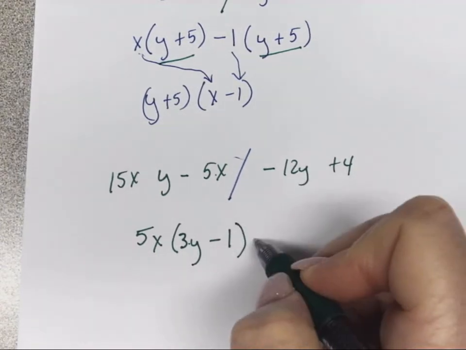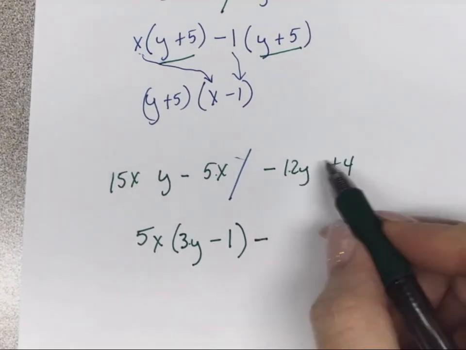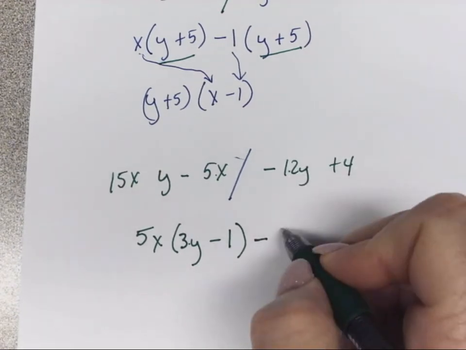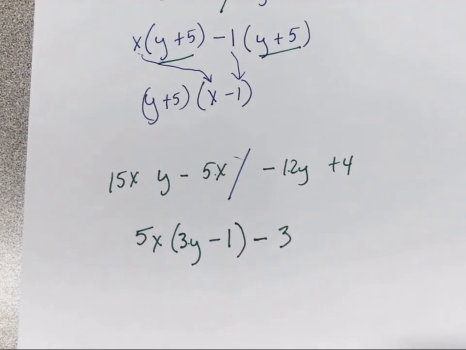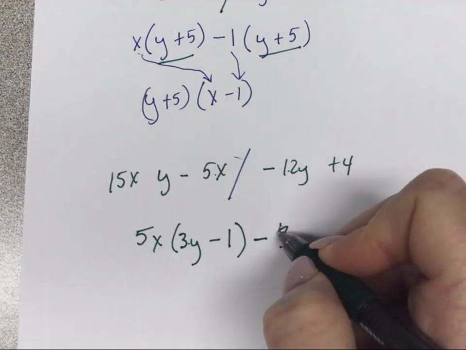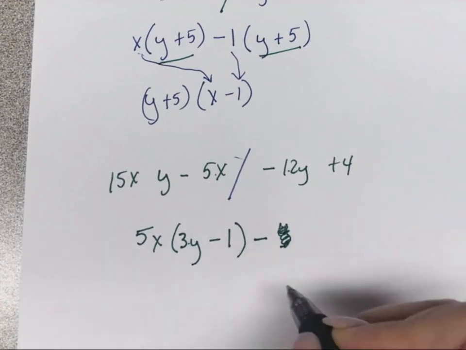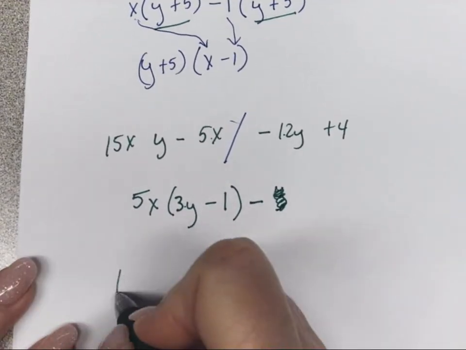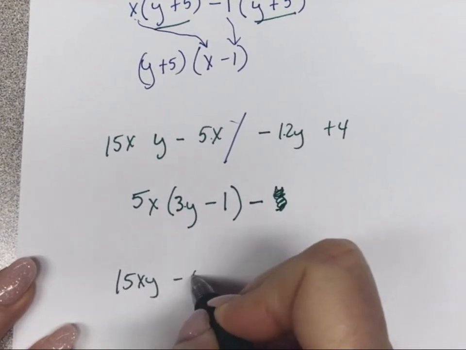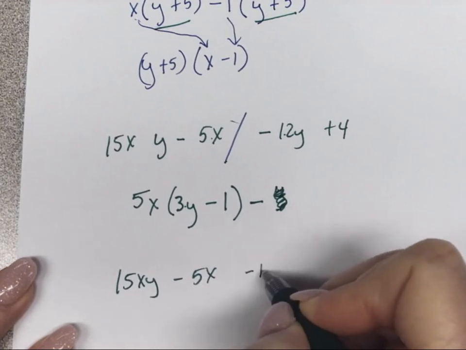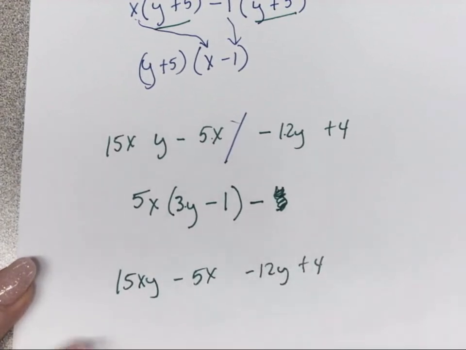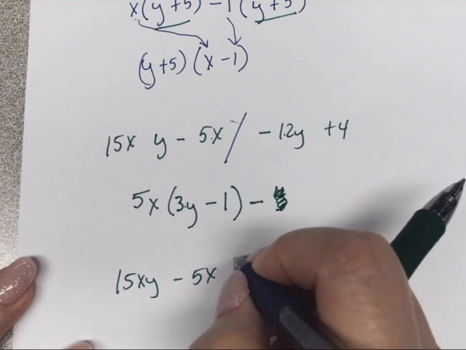Over here, I pull out the minus sign. Between 12 and 4, I have a 3. Oops, sorry. I have a 4. Let me rewrite this one. All right, let's just start this one over. So 15xy minus 5x minus 12y plus 4. I didn't bring my whiteout with me, so.